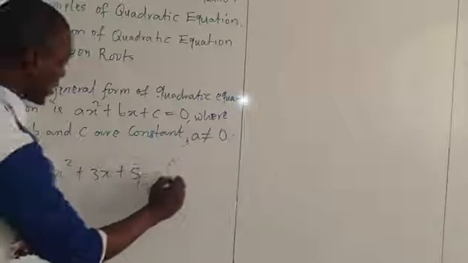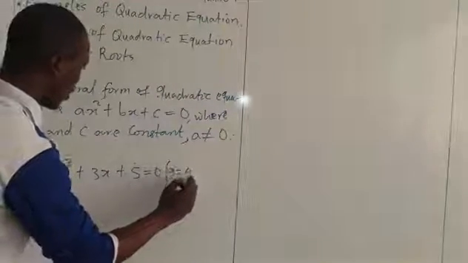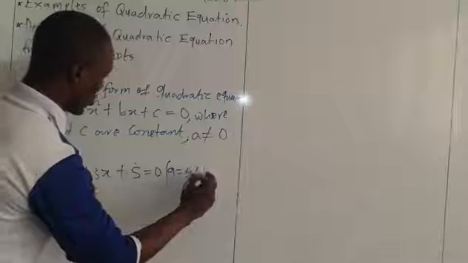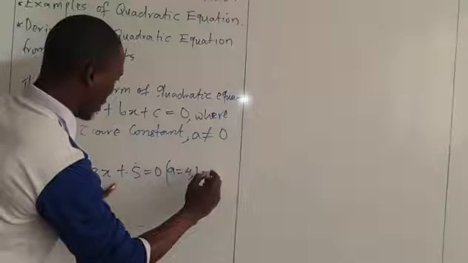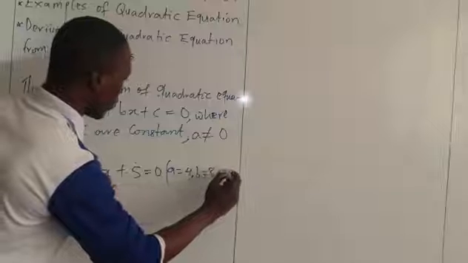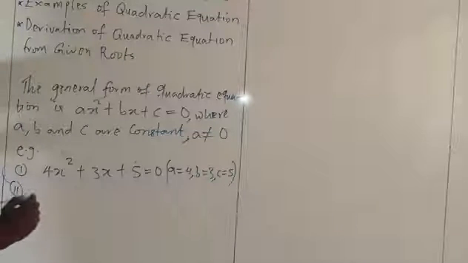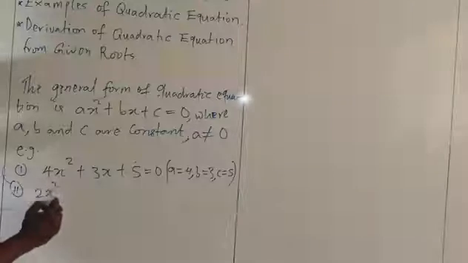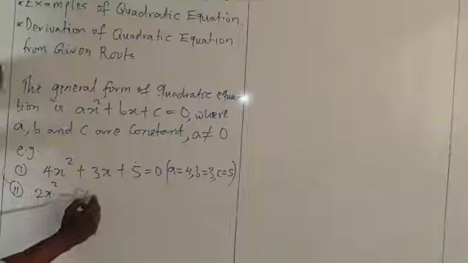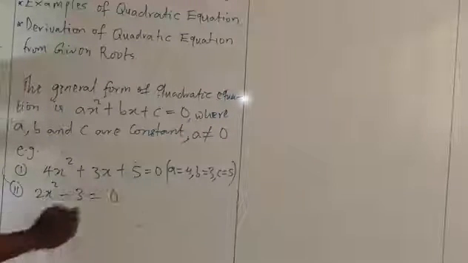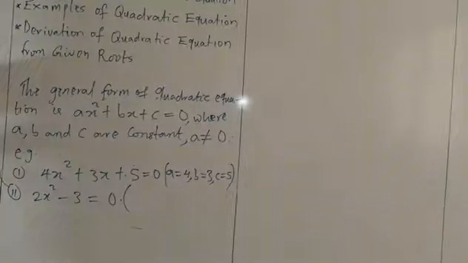So in this case, a equals 4, b equals 3, and c equals 5. So this is a good example of a quadratic equation. Then another form of quadratic equation is, let's say, 2x squared minus 3 equals 0. So this is another form of quadratic equation.